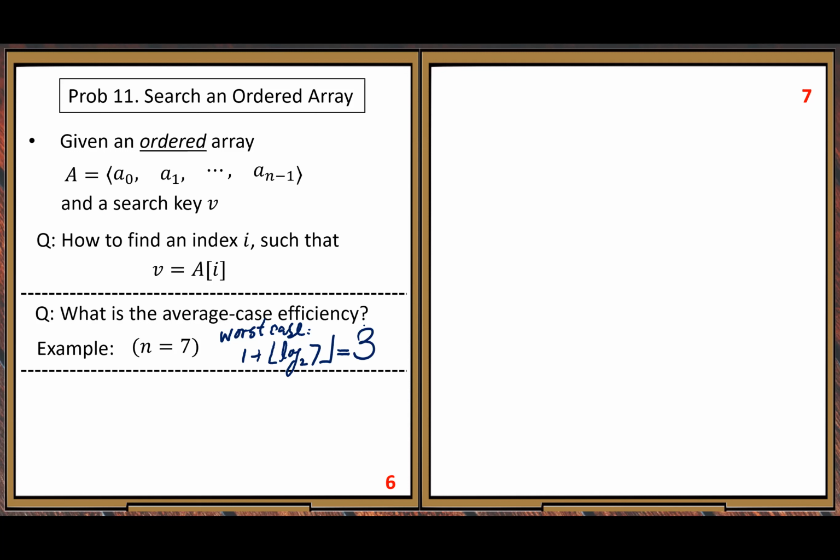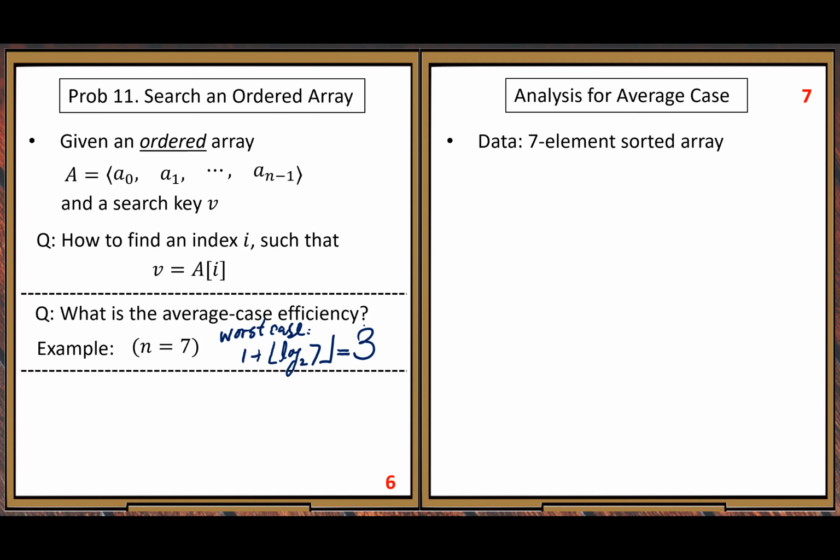The average case should be smaller than 3. But how close to 3? So let's look at how close to 3. All right, so let me show you how to find the average.